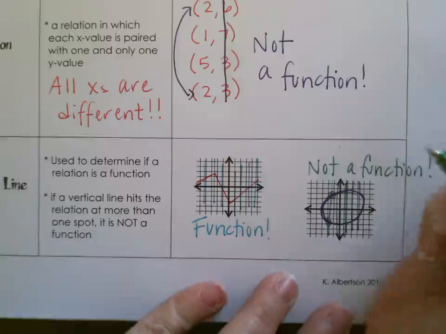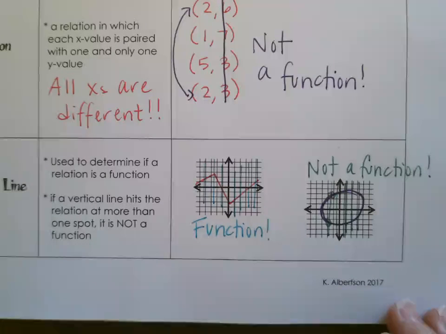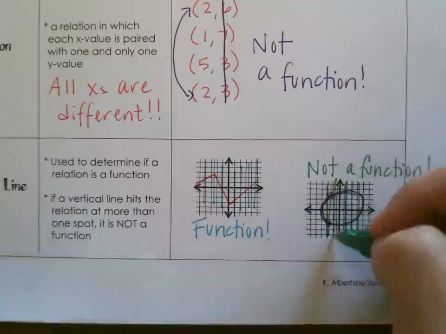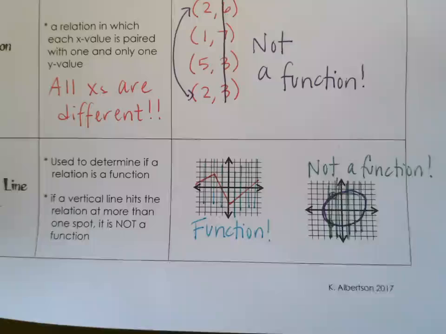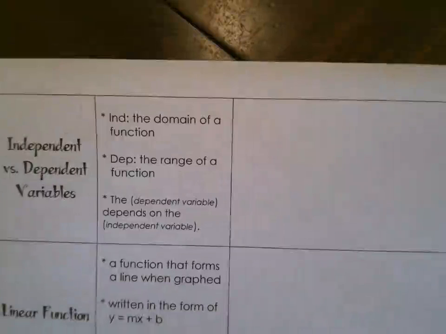Now, just to make this clear, the reason why we use a vertical line is because a vertical line is not a function. So when we use a vertical line for the vertical line test, that tells us whether it's a function or not. All right, next up, independent and dependent.